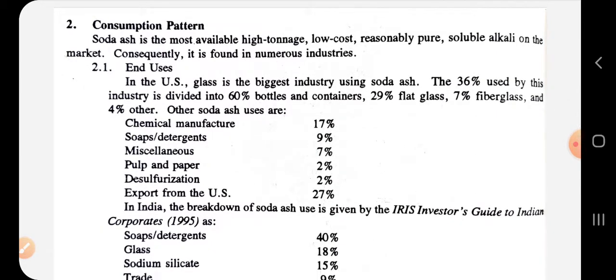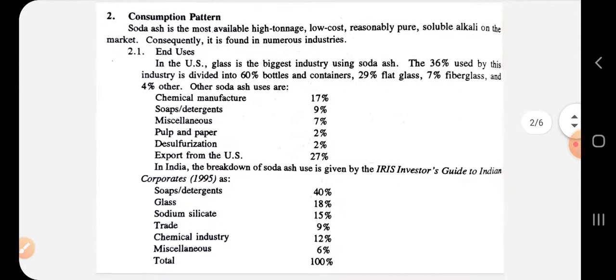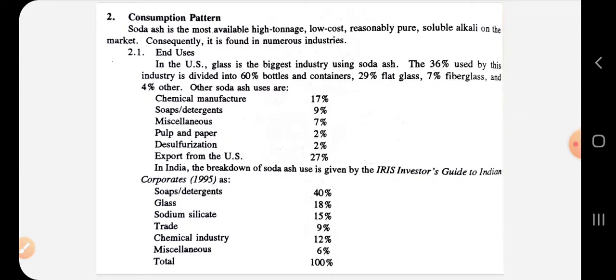Further, this is the consumption pattern of soda ash in US and then in India. So in US, if we see, 17% of the total is used in chemical manufacturing. Next is for soaps and detergents, pulp and paper for desulfurization, and maximum amount, that is 27%, is exported out of the US.